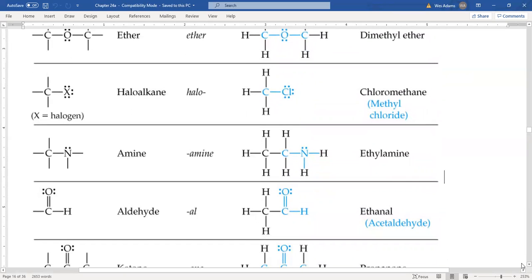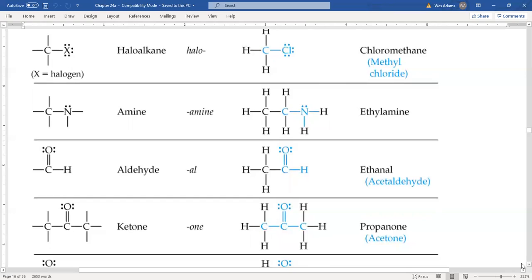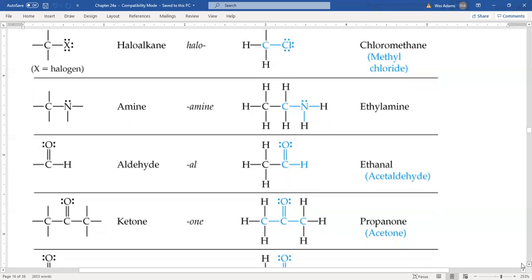Now we get into some of the unsaturated groups, and we have that carbon double bond to an oxygen, which we call the carbonyl. And when that carbonyl carbon's attached to a hydrogen, at least on one side, we call that an aldehyde, ends in -al. And so that one is ethanal or acetaldehyde. Ketone refers to that carbonyl having a carbon containing group on both sides. In this case, that's propanone or acetone, which is actually quite common.